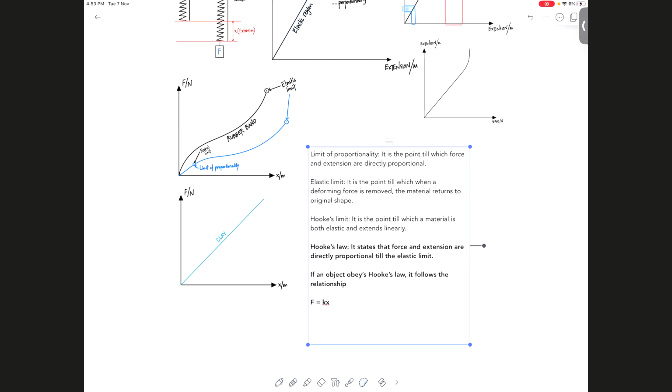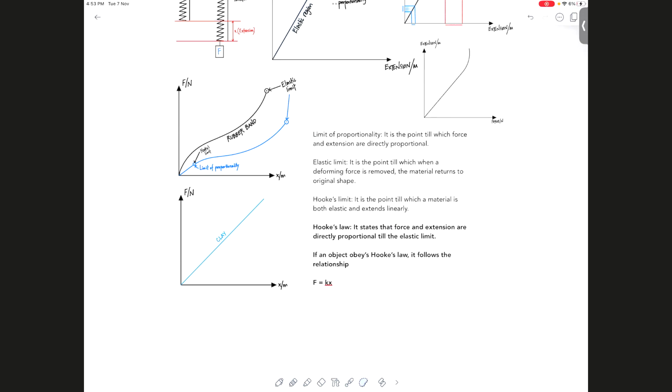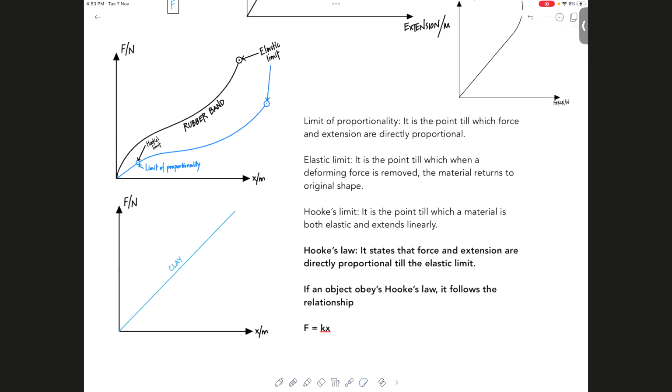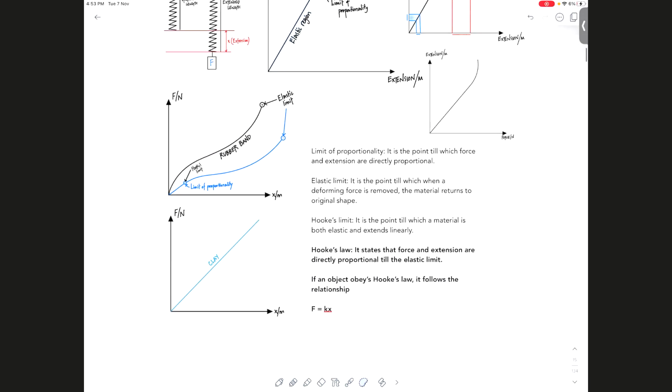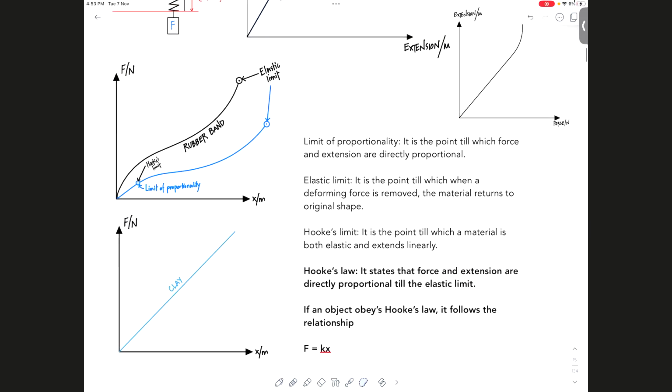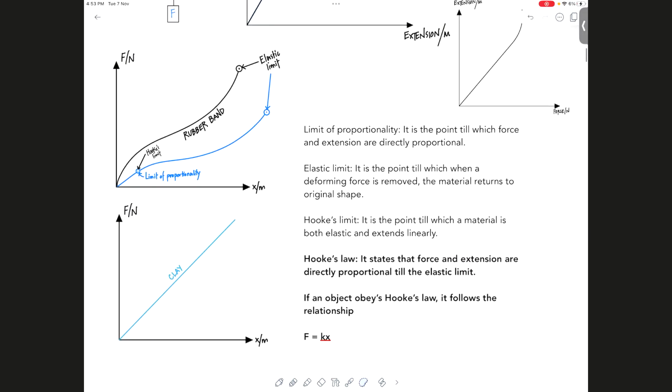What type of questions are asked from this part? Generally, does it obey Hooke's law or not? Or what does a given graph represent? Which is the elastic limit? Sorry, elastic limit now. What is the limit of proportionality? Those kind of things. Okay, definitions below.